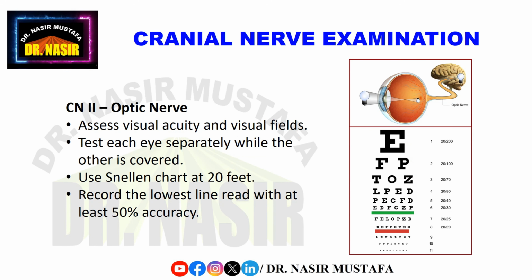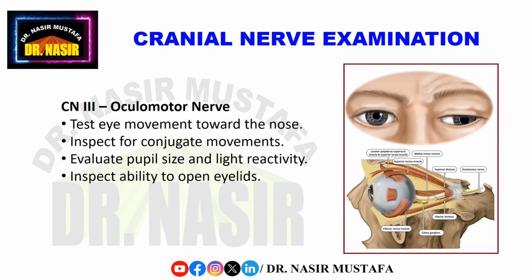Next, assess the optic nerve, CN2. Check visual acuity and visual fields, testing each eye separately while covering the other. Use a Snellen chart at 20 feet and record the lowest line read with at least 50% accuracy. Now, assess the oculomotor nerve, CN3. Test eye movement toward the nose and observe for conjugate movements. Check pupil size and reaction to light, and assess the ability to open the eyelids.